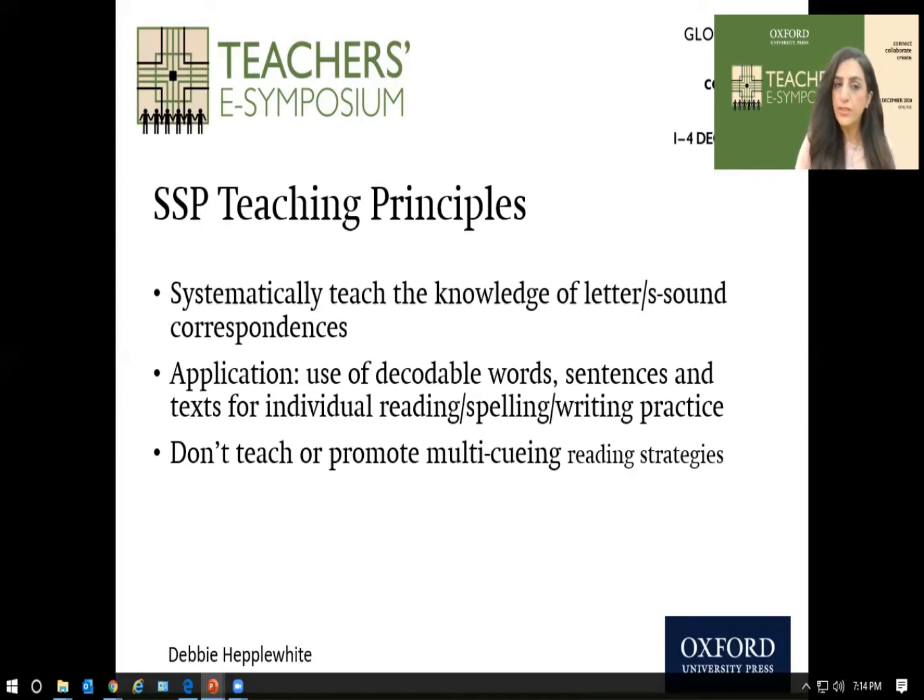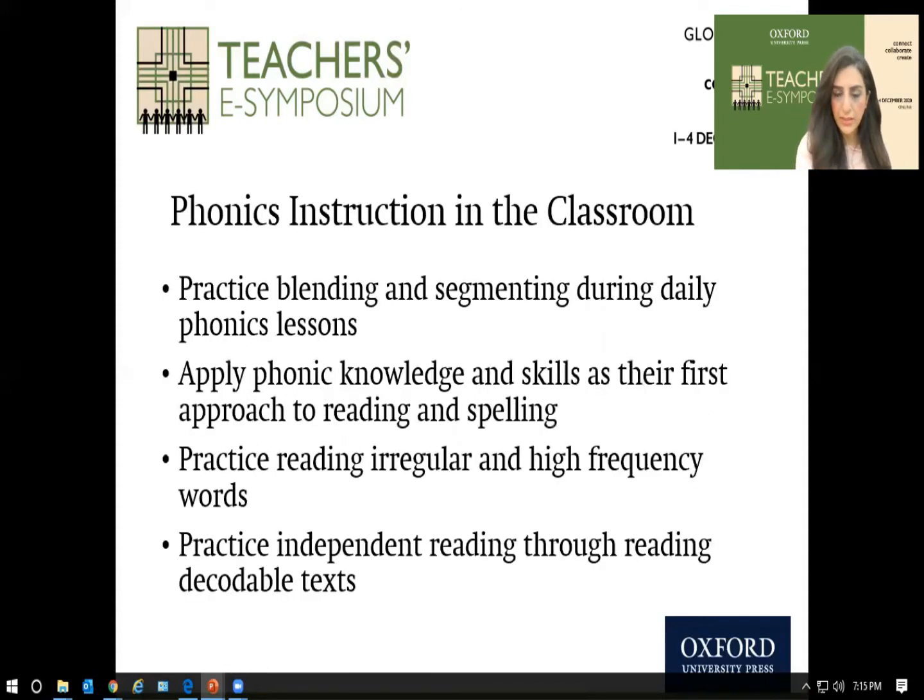So what are multi-cueing reading strategies? The multi-cueing reading model is where we would encourage students to guess unfamiliar words based on context, or if they can read the sentence, try to figure out which word fits in. So there's a lot of guessing, and looking at pictures to guess the word. There's a lot of guessing involved. Systematic synthetic phonics instruction focuses on accuracy. So you are looking at decoding and not just guessing what the word is.